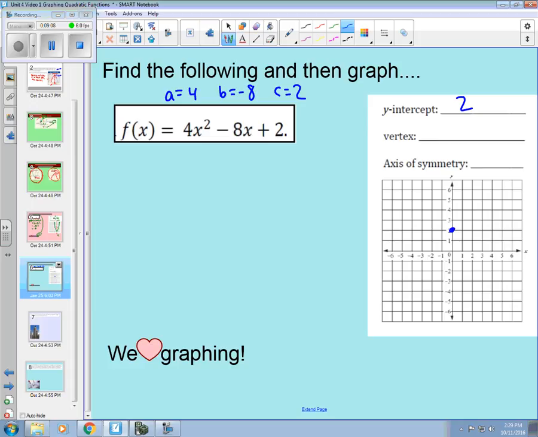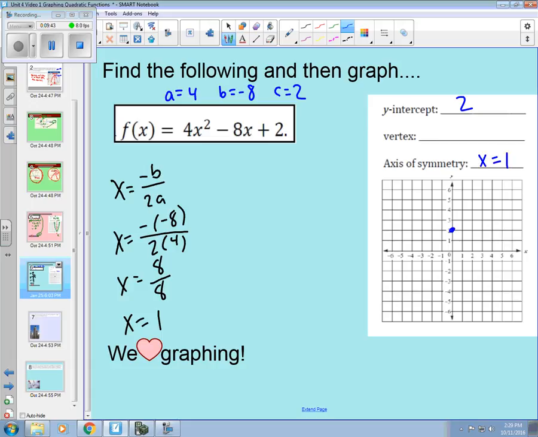Vertex and axis of symmetry, use the same thing here. It uses that x equals -b over 2a. Why don't you pause the video, see what you get for that value. All right, let's see what you have here. If we plug in those values, our b here is -8. So we're going to get opposite of -8 all over 2 times 4. That's going to be 8 on top, and also 8 on bottom. Looks like you get 1. So over here, we know axis of symmetry is at 1.